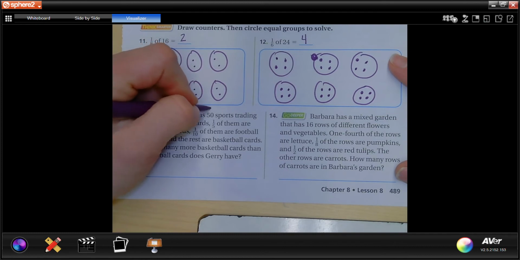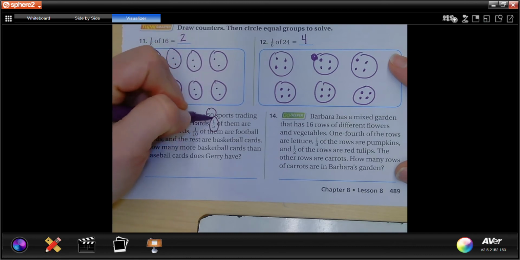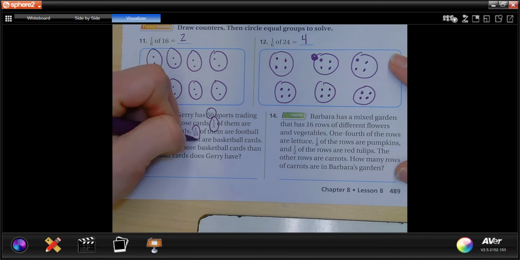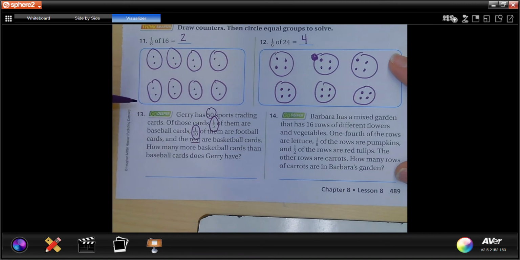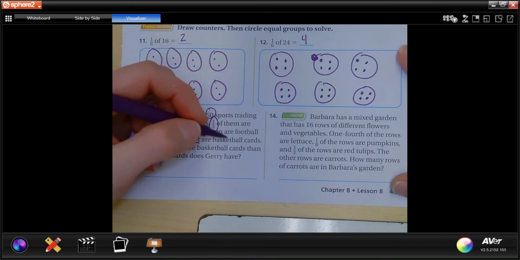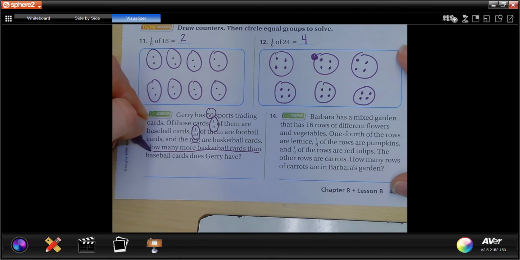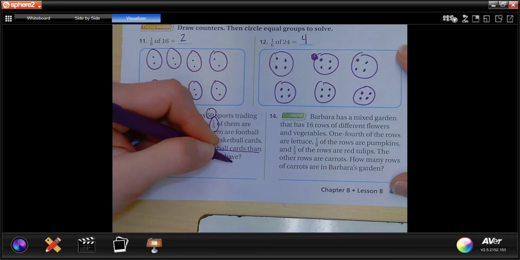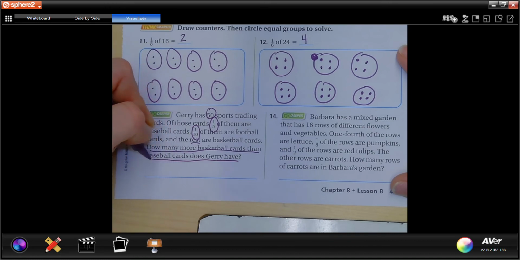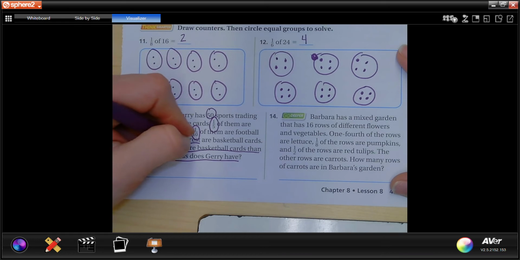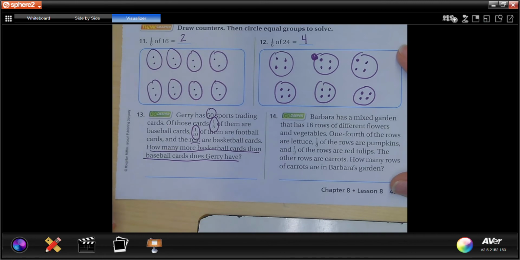Okay, so he has 50 sports cards. 1/5 of them are baseball cards, 1/10 of them are football cards, and the rest are basketball cards. How many more basketball cards than baseball cards does Jerry have? Well, we know that this is going to be subtraction because it says how many more does he have than baseball. So, first we need to group our 50 sports cards accordingly.